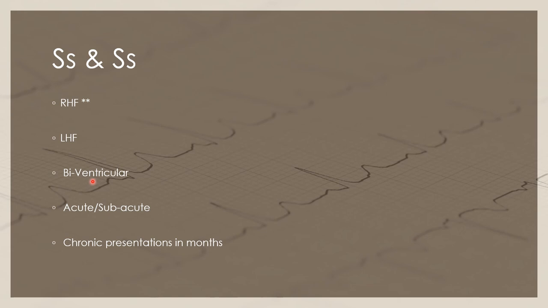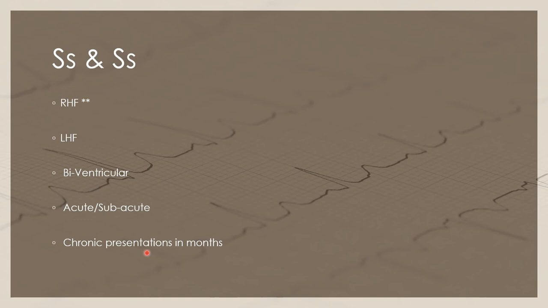Biventricular, I've explained earlier that that means both the right and the left ventricles are underperforming. Okay? Then we have acute or subacute presentation. If that is the case, there will be shortness of breath at rest or with exertion, with orthopnea, paroxysmal nocturnal dyspnea, and right upper quadrant discomfort or right upper quadrant pain in acute state. And as a matter of fact, it's an acute emergency.